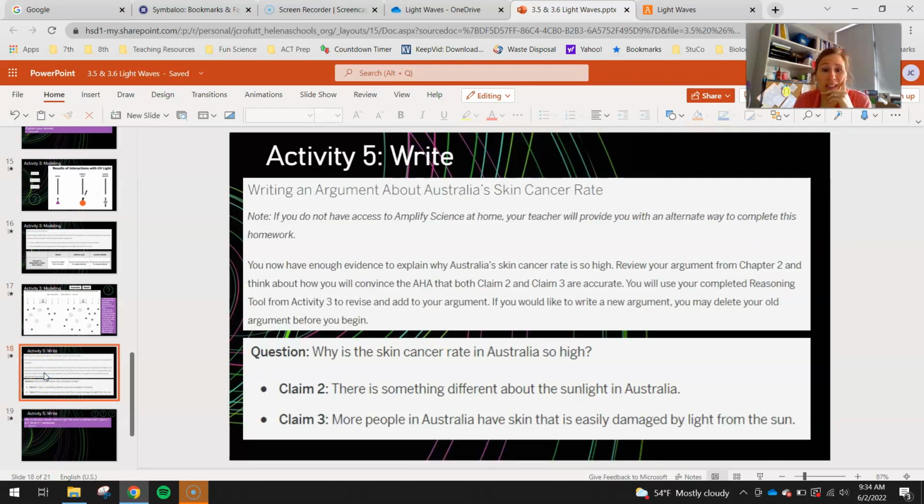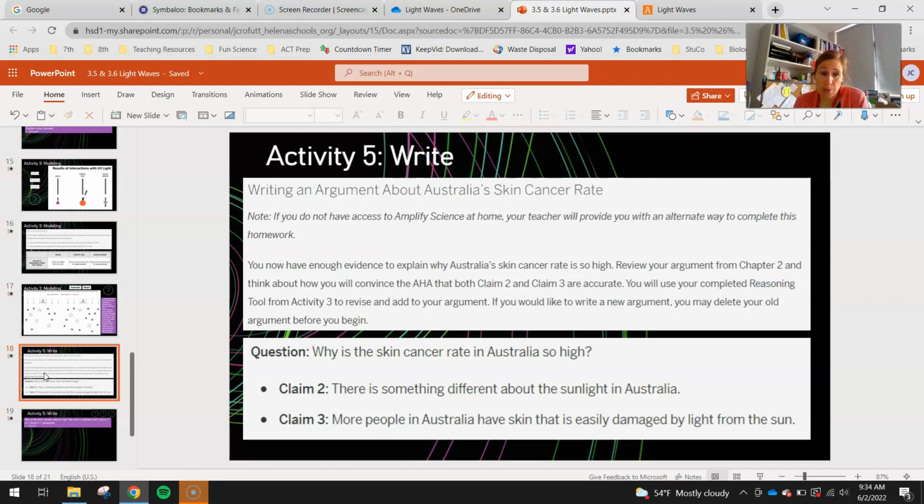All right, so last activity is writing. So you're going to write an argument about Australia's skin cancer rate. In class, we did this as a little group activity. Obviously, you guys at home are going to be flying solo on this. So now you have enough evidence to explain why Australia's skin cancer rate is so high.